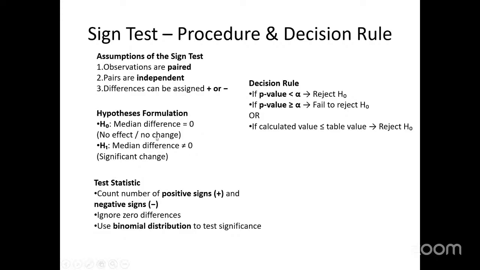So what is our test statistic? Count the number of positive signs and count the number of negative signs. Ignore the zero differences. When there is no change, then we will assign 0. But here we don't need to think about the 0 part. We will simply ignore that. Use the binomial distribution to test significance. We will be dealing with that when I show you the test statistic.